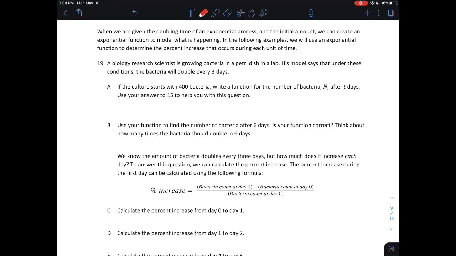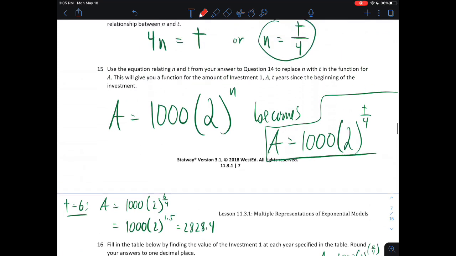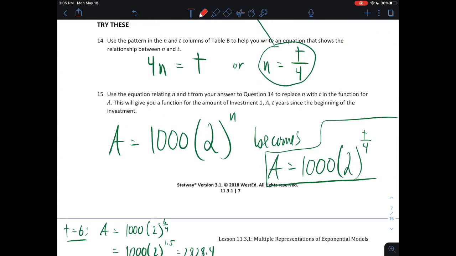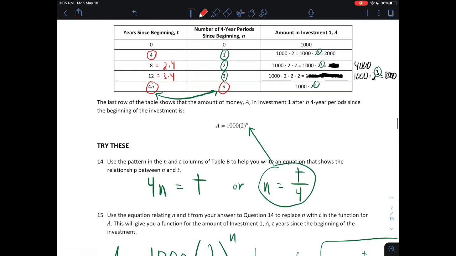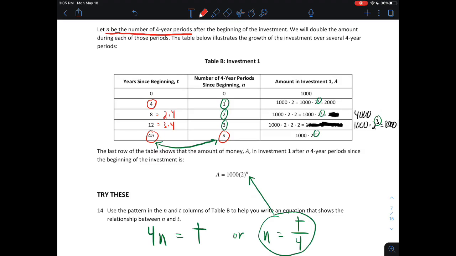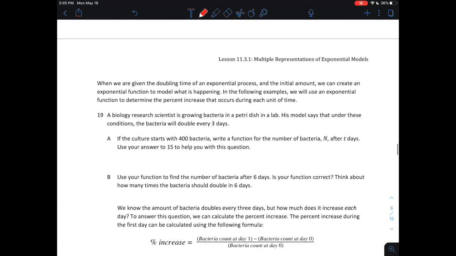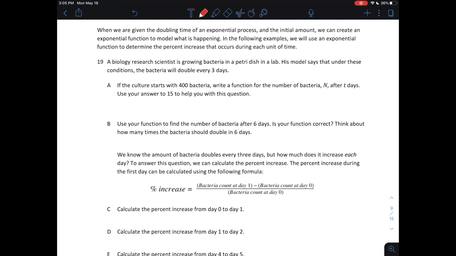Part A, if the culture starts with 400 bacteria, write a function for the number of bacteria, capital N standing for that, after T days. Use your answer to number 15 to help you with this question. So let's go back to number 15. Remember in number 15 we wrote down an equation where you could use n as the number of time periods, or you could use t to stand for the number of years. Remember that in that problem that we were looking at, we had doubling every 4 years. Now in number 19, doubles every 3 days.